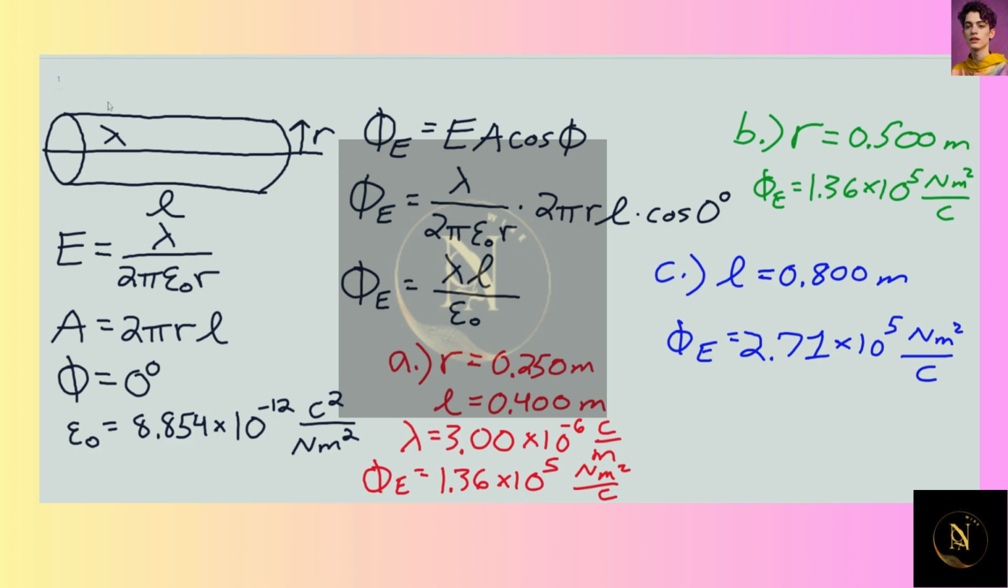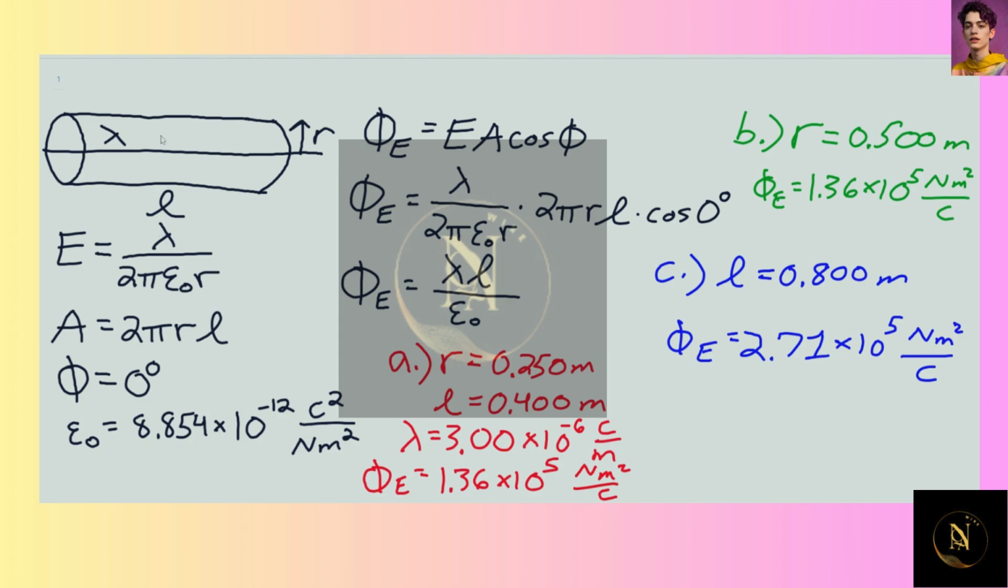All right, so we have 3 parts to this problem, but they're all really just based on solving for the electric flux in general, and then parts A, B, and C are just plugging in the numbers. So the strategy is going to be the same for each of these parts.